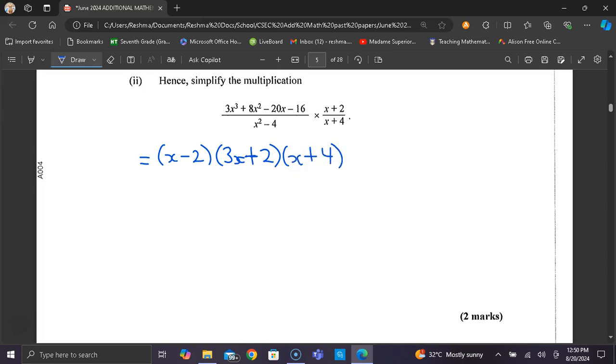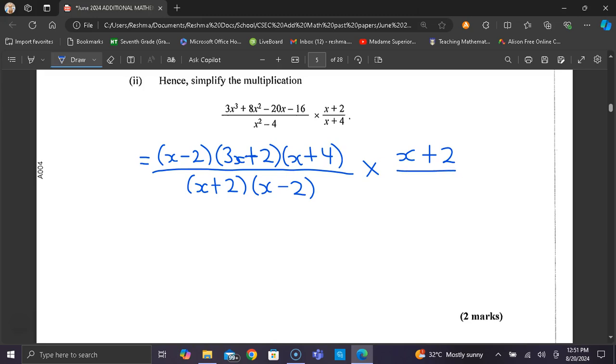That polynomial is being divided by x squared minus 4. Now, you notice x squared minus 4 is a difference of two squares, so it will be x plus 2 times x minus 2. Remember, a squared minus b squared is equal to a plus b times a minus b.